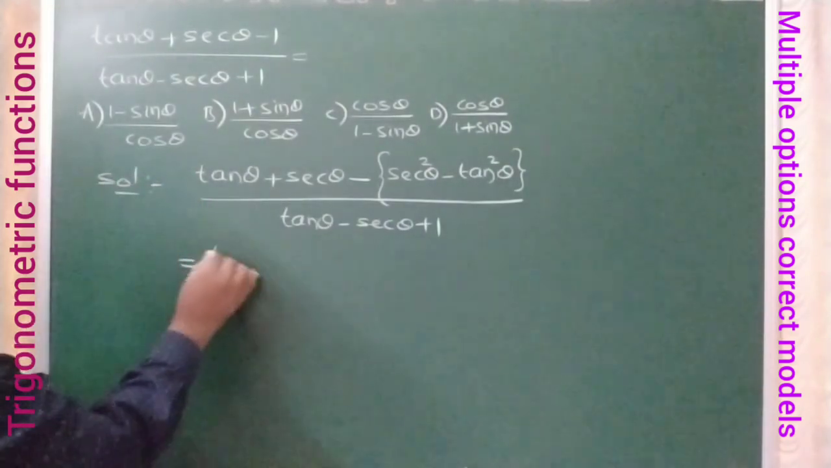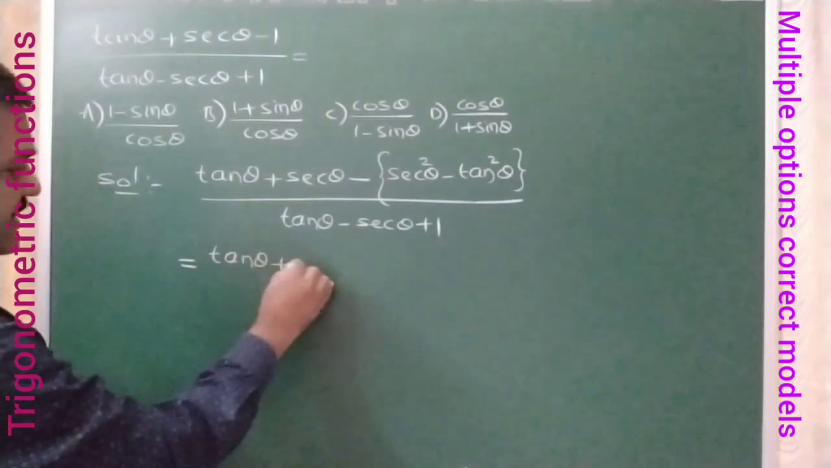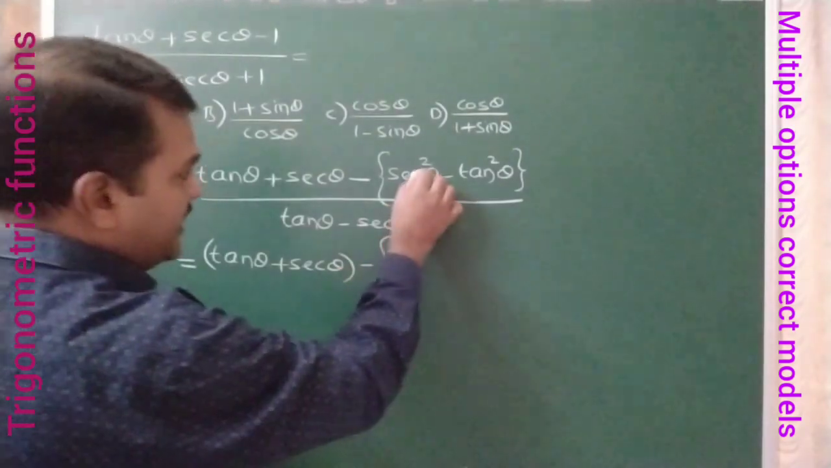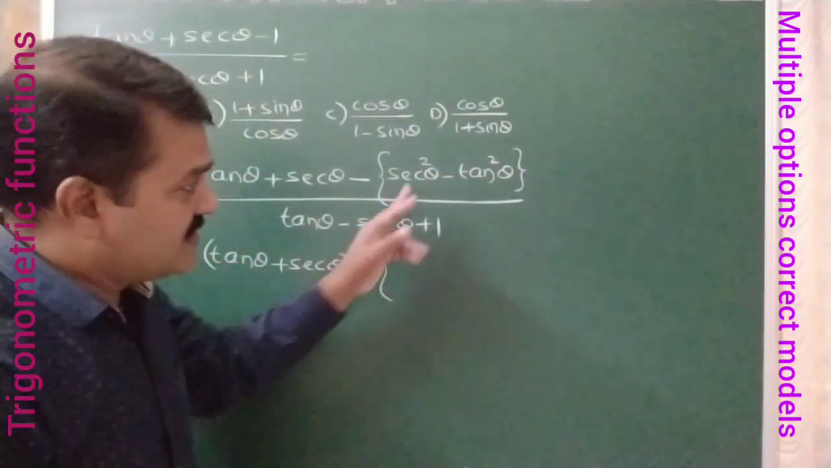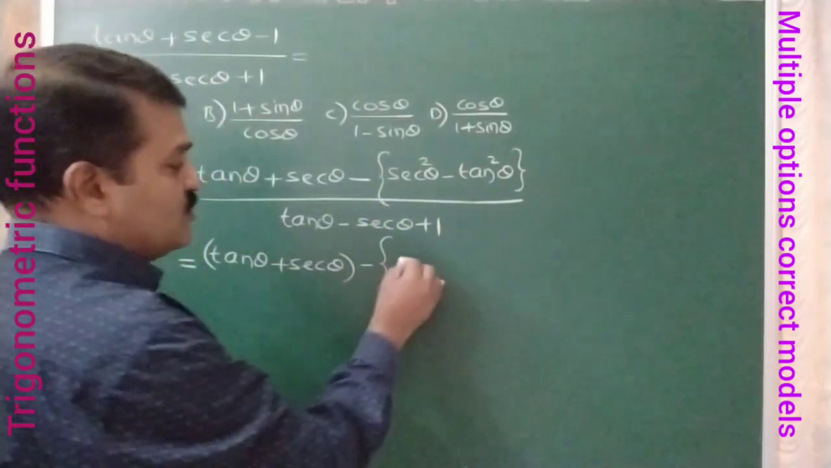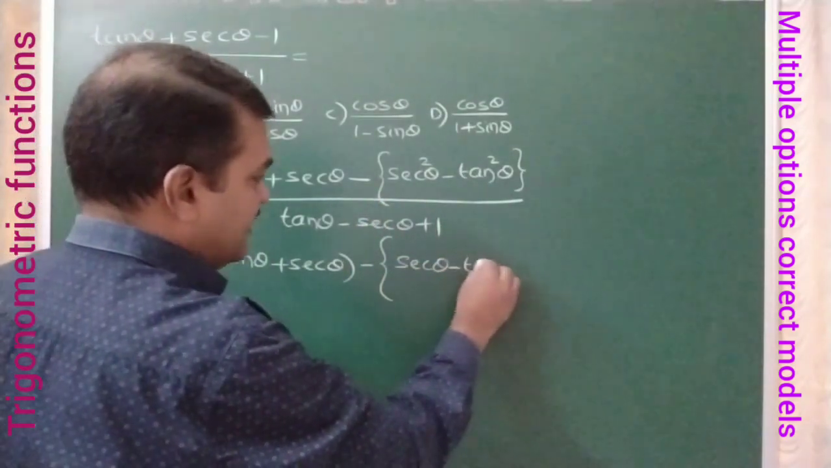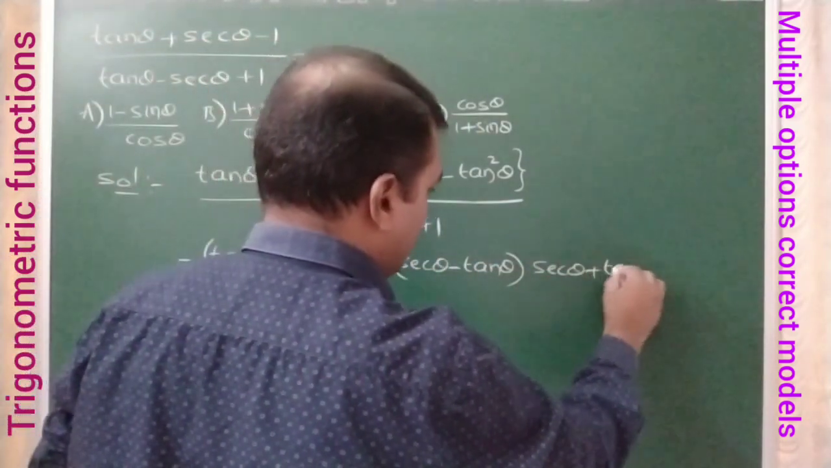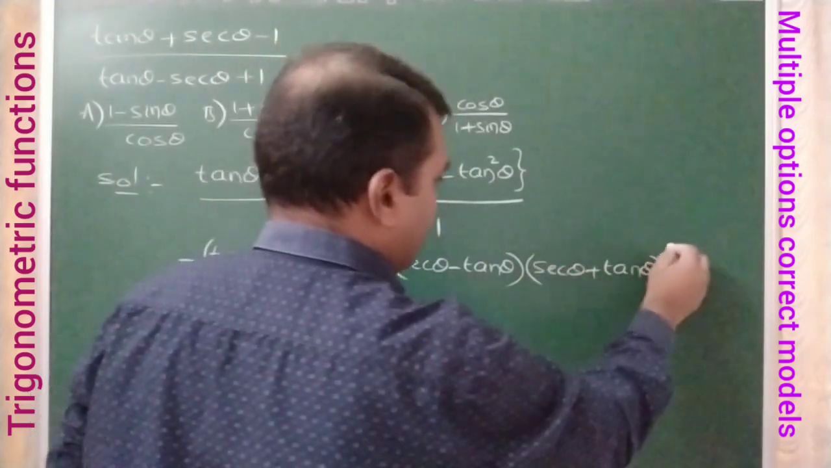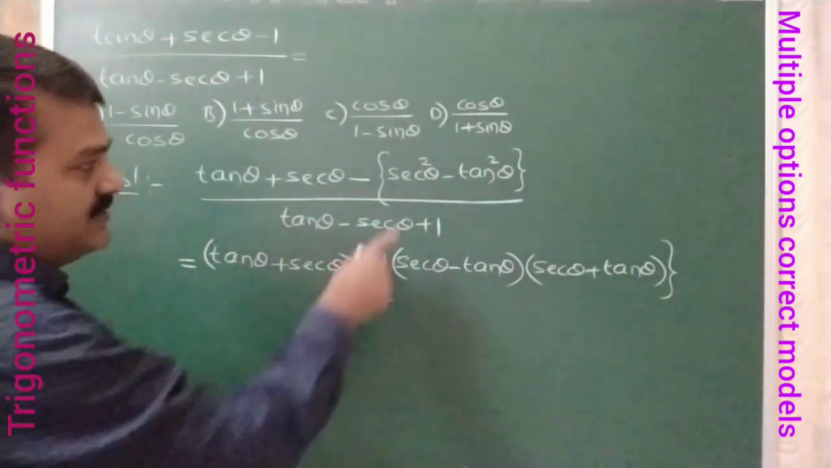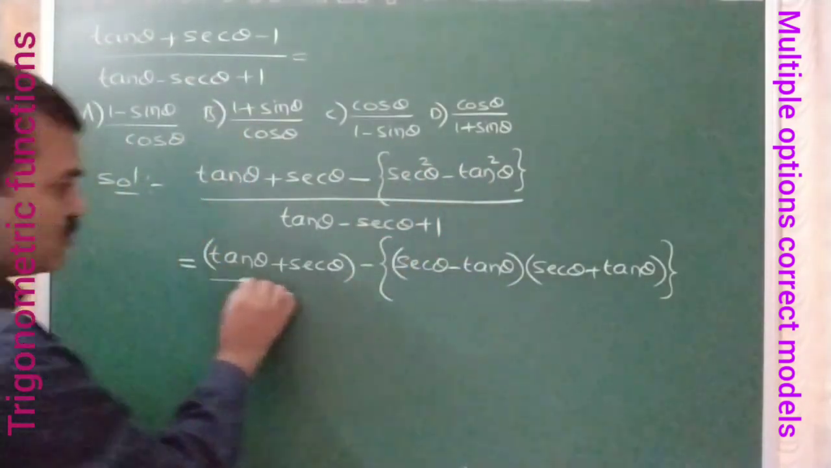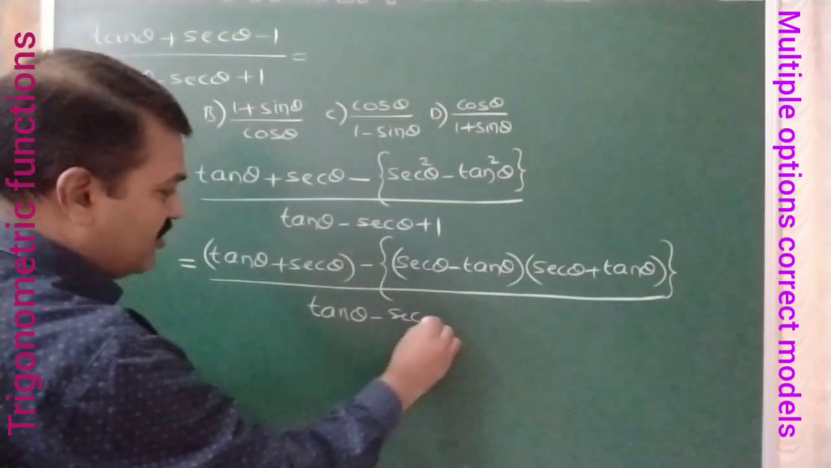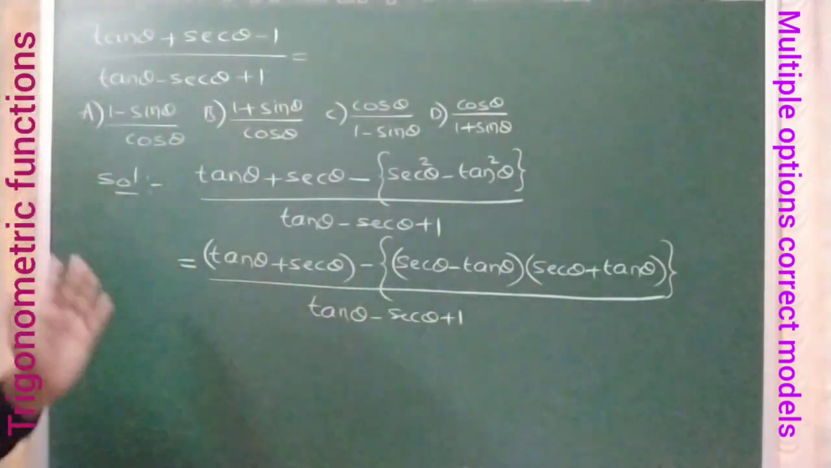So now, we can write this as tan theta plus secant theta minus of secant squared theta minus tan squared theta. This is a square minus b square model, which we can split as a minus b into a plus b form. So secant theta minus tan theta into secant theta plus tan theta for secant squared theta minus tan squared theta. Okay, so we wrote that form. And the denominator, as we have already discussed, we are not going to change.